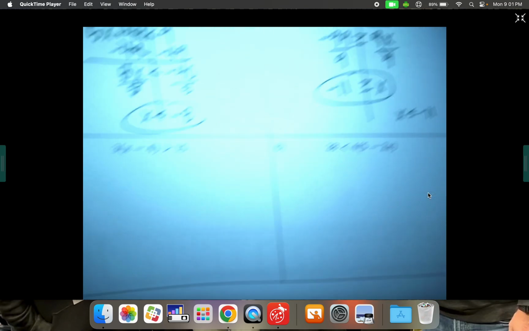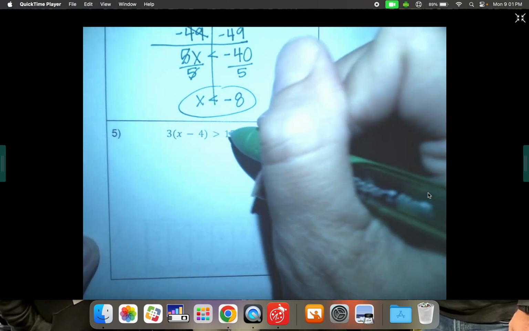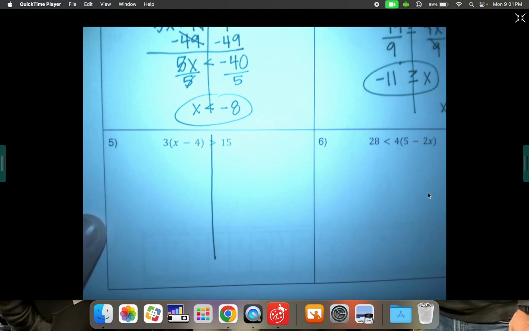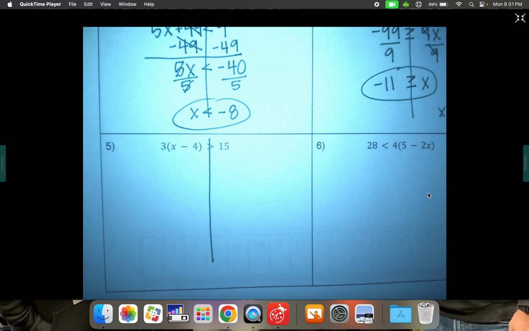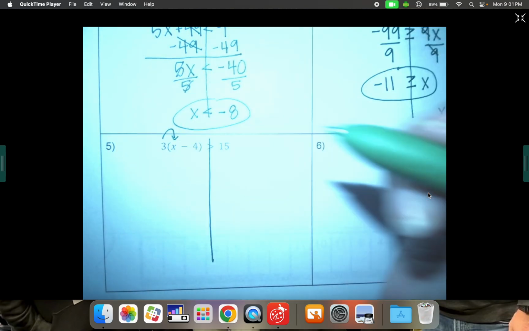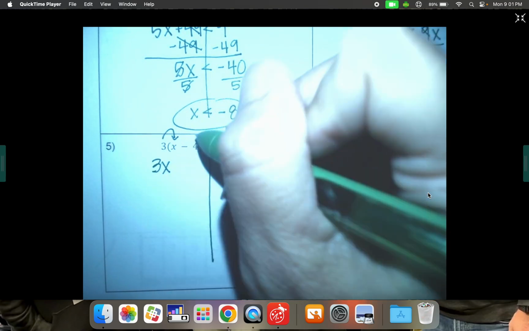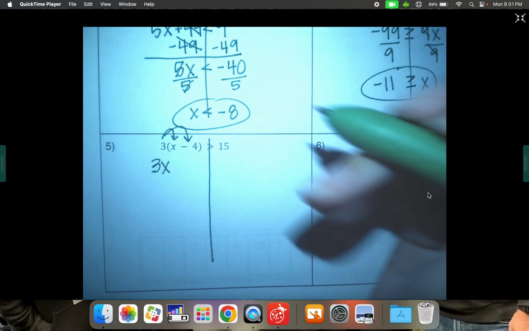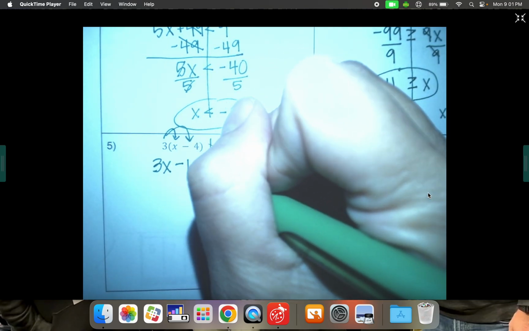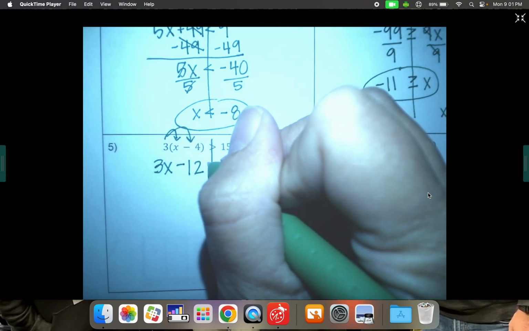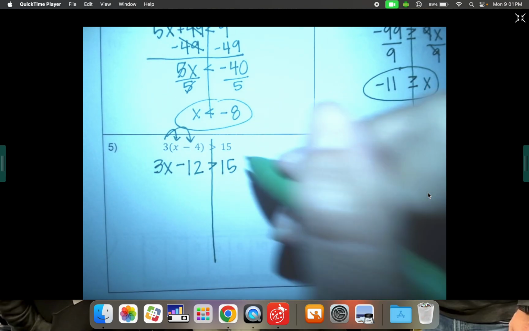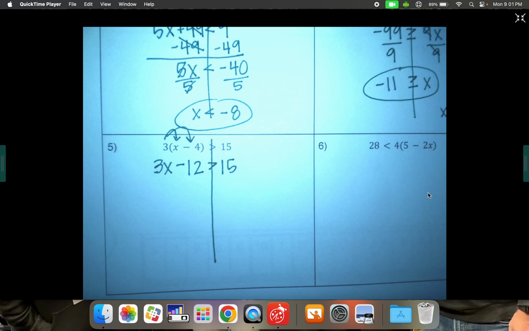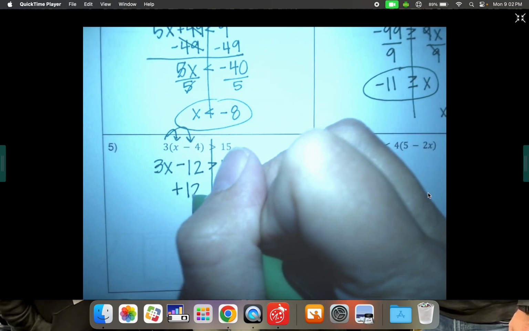Okay, number 5. Again, if I'm going too fast, just pause the video or make sure you are going at a speed that makes sense to you. Let's distribute. 3 times x is 3x. 3 times negative 4 is negative 12, so it looks like minus 12. Bring down your symbol and 15. Next, you're going to add 12.